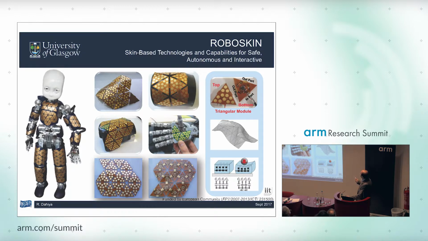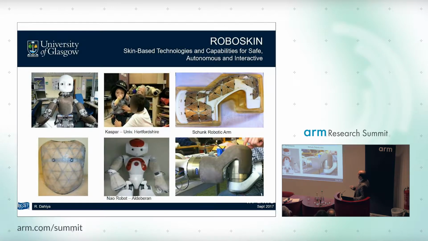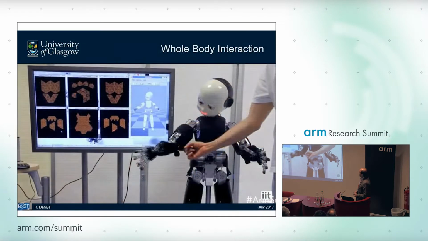So this is the top side, the back side, and this is the triangulation technique which is shown here. These were all capacitive sensors, and it was implemented on different types of robots just to show that it was a generic skin. So that's the iCub. This is Casper, which is a research robot used for autistic children, a commercial robot now, and a Shrunk robotic arm, which is in the automation sector.